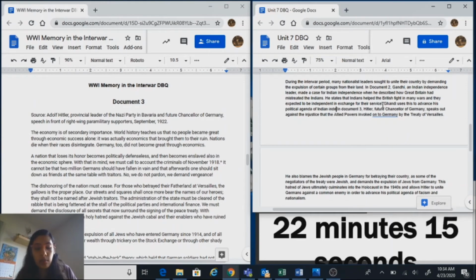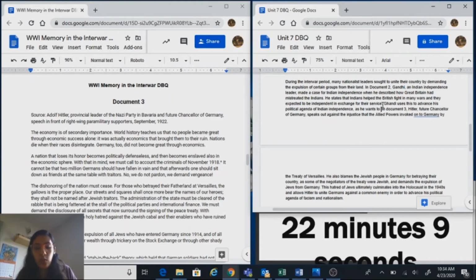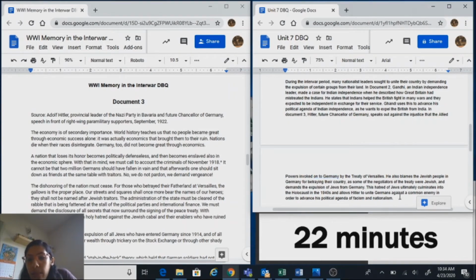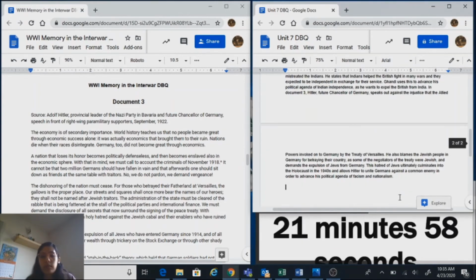Make sure that you connect the document to your argument. If you just describe the document, that just gets you 1 point. You need to also explain how that document is evidence for your argument.